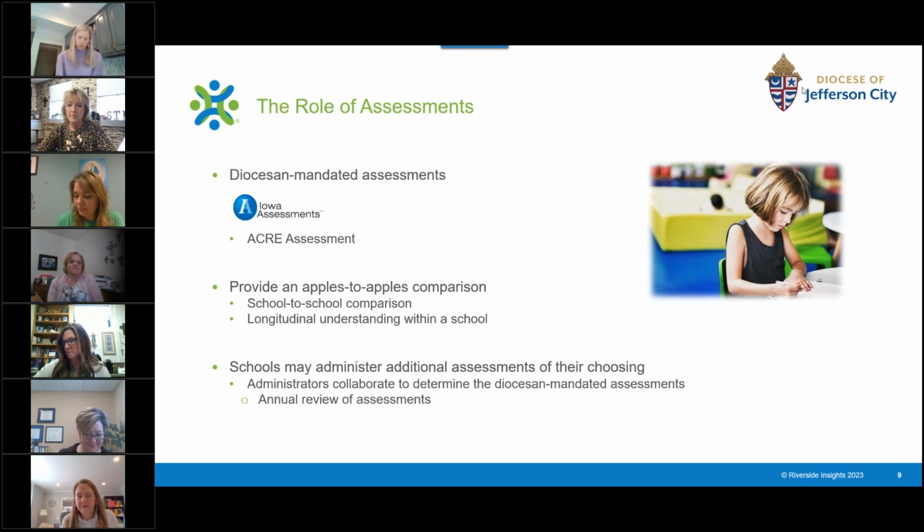Those benchmarks help predict how well they're going to do on the Iowa assessment. So we'll be able to compare and see growth from last year, from Iowa assessment to Iowa assessment, but then also to see how the Iowa Flex benchmarking really supported that.